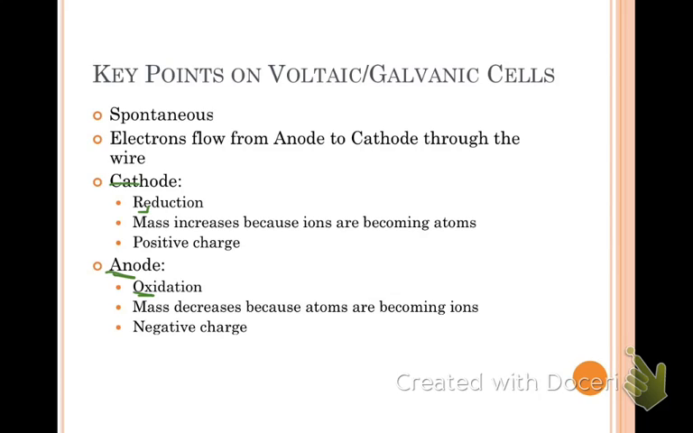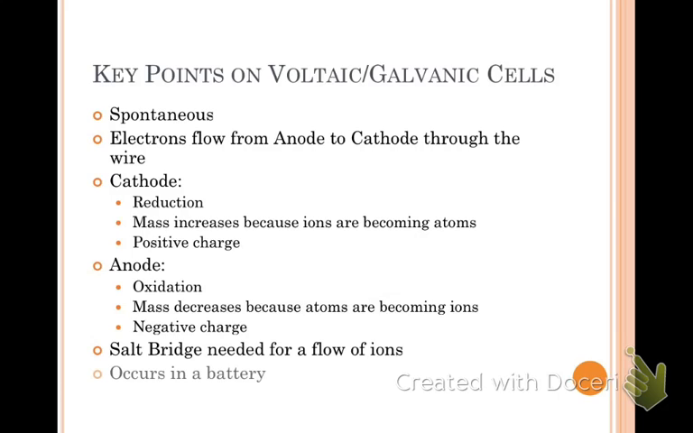Reduction, cathode. Here, the mass will decrease. This was our zinc. The mass decreased because those atoms became ions in solution. And that anode will be negatively charged. You'll need a salt bridge. That salt bridge is for a flow of ions, and this is what occurs inside of a battery. So again, it's spontaneous. It occurs on its own.